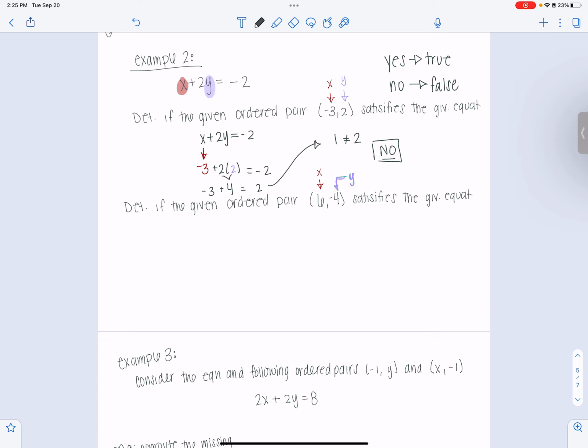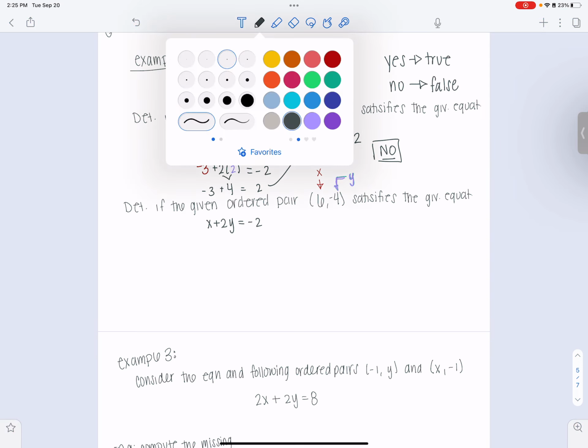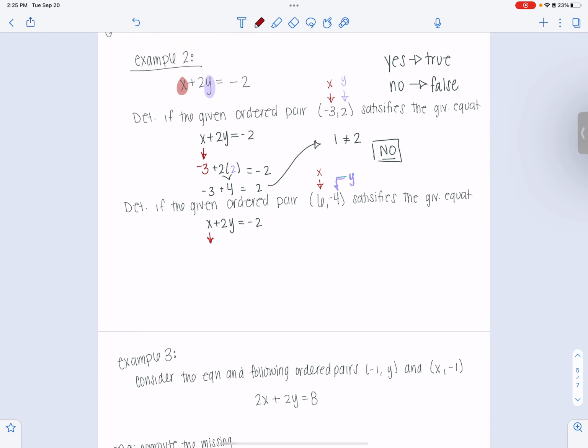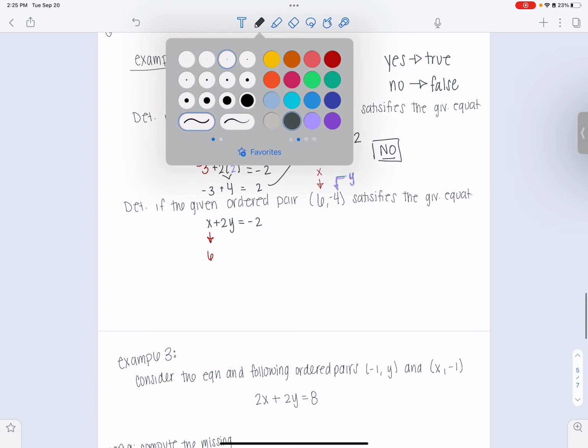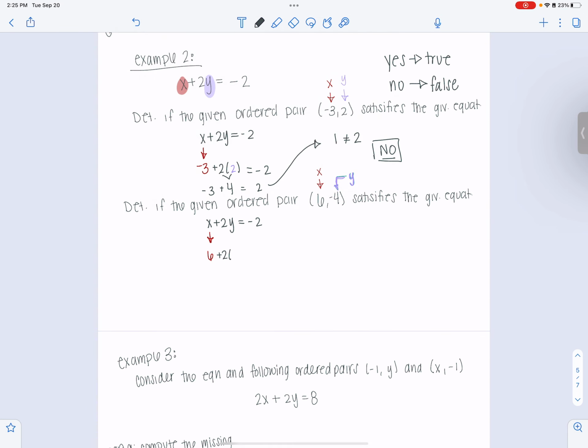All right, the next part says determine if this ordered pair, (6, -4), satisfies the given equation. So I've got that same equation, x plus 2y equals -2. I went ahead and labeled x and y. So x is going to be a 6 plus 2y, but y is -4 this time.